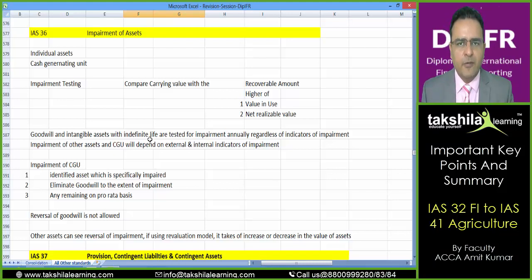Reversal of goodwill impairment is not allowed, because if there were a reversal in goodwill, it would mean that it is internally generated goodwill, and internally generated goodwill has no meaning. Only purchased goodwill gets recognized.